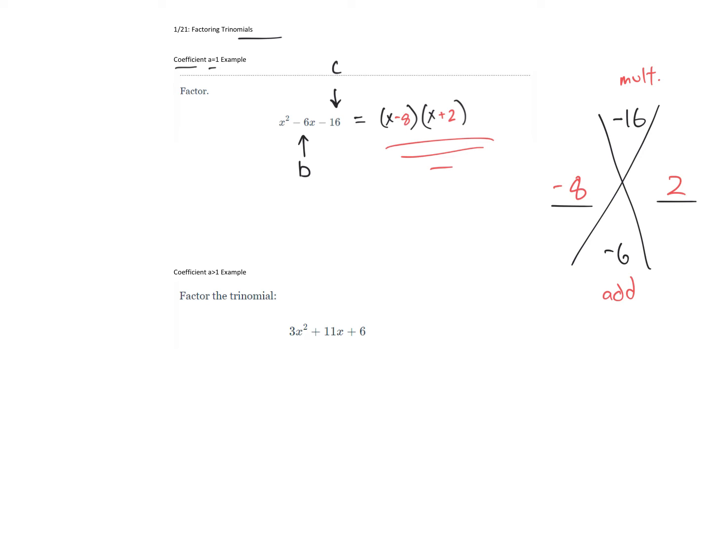All right. Example 2, coefficient a greater than 1. What do I mean by a greater than 1? I mean the number leading here is a, and it's not 1.